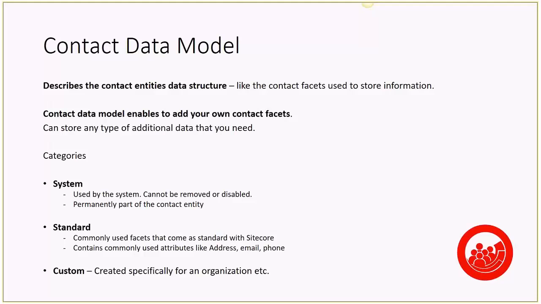So facets are being used. I'll show you a diagram later of what these facets are. So the contact data model defines the structure of the contact. So you have three categories.